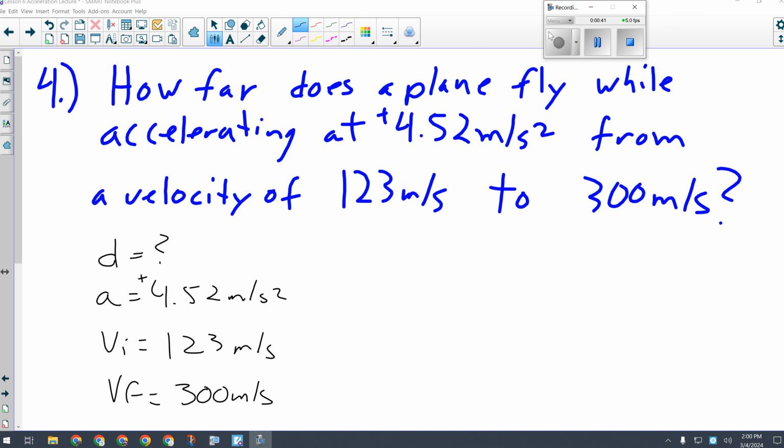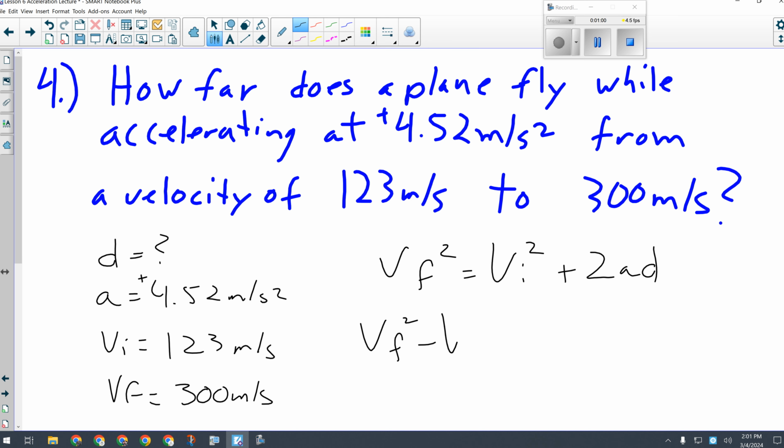Vf squared is equal to vi squared plus 2ad. Exactly. All right, but on this one I'm looking for d. So in order to get d by itself, the first thing I would move would be vi squared because it's not attached to d. So I'll have vf squared minus vi squared equals 2 times a times d. So I just divide both sides by 2 times a, and now I'm solving for d.